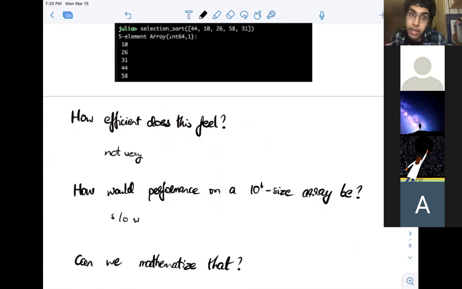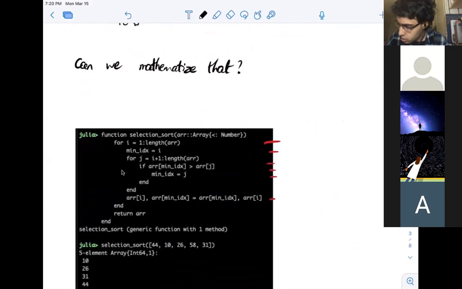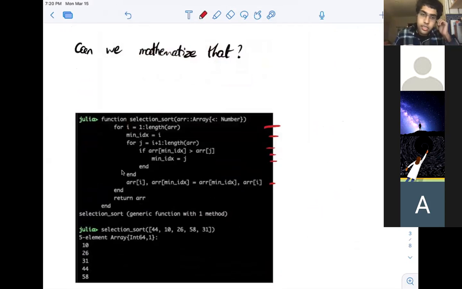Okay, I want to put math to this idea, and Christian's already alluded to how we might be able to do that by talking about in terms of n, how many operations it'd have to do. So let's try and do that. Let's try and compute the cost, in terms of numbers of operations, of this function over here.